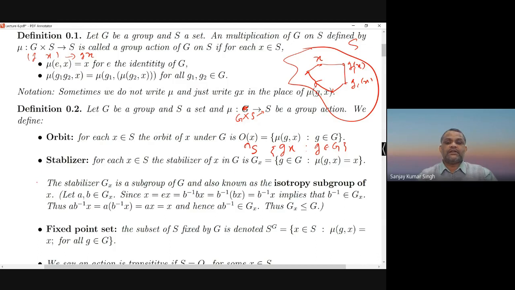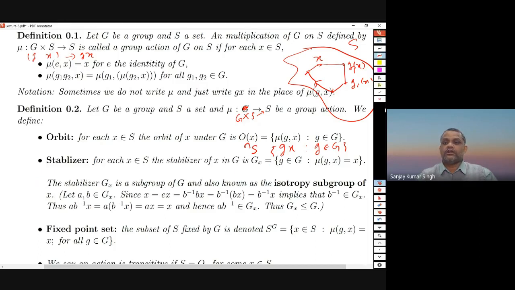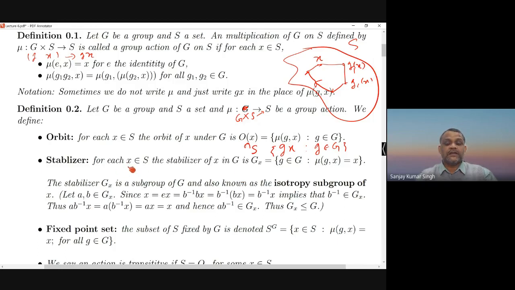Now we define another object which I am going to call a stabilizer. So what is a stabilizer? The stabilizer of any point x of the set S is basically a subset of the group G containing all those elements g such that mu(g, x) is equal to x. It means if you apply g on this point, then you get the same point. So all elements which fix this point x form a set, and that set is called the stabilizer.